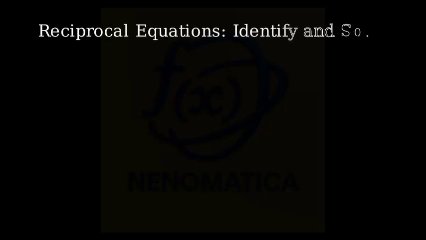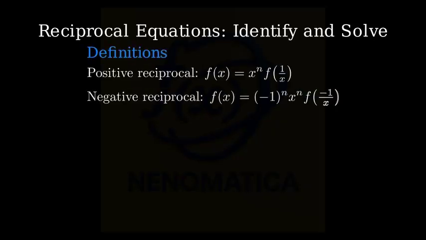Welcome to Reciprocal Equations. In this lesson, we'll learn how to identify positive and negative reciprocal equations and how to solve them efficiently using a substitution that reduces the degree. First, the idea. A polynomial f of x of even degree is positive reciprocal if replacing x by 1 over x gives the same equation after clearing denominators. It is negative reciprocal if replacing x by negative 1 over x gives the same equation after clearing denominators.